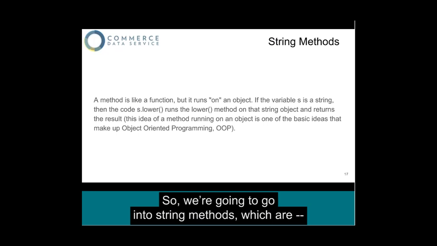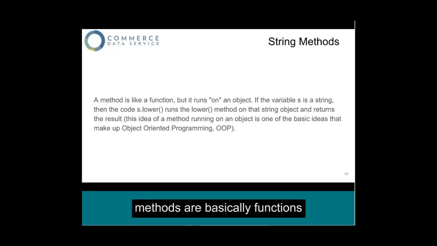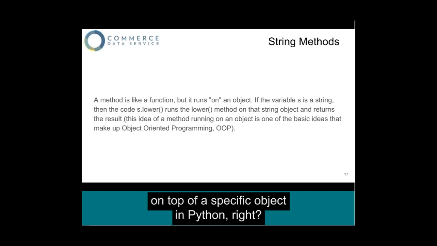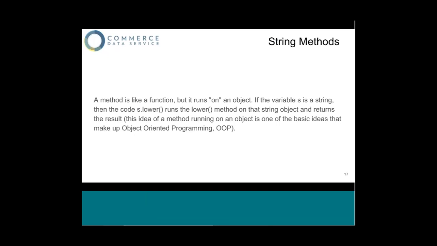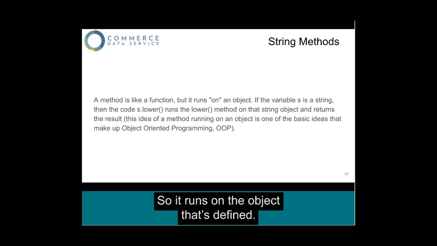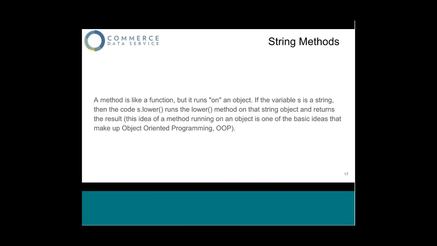So we're going to go into string methods, which are basically functions on top of a specific object in Python, right? So it runs on the object that's defined. Hold on a second. Is there a reason why this is popping up? Okay.